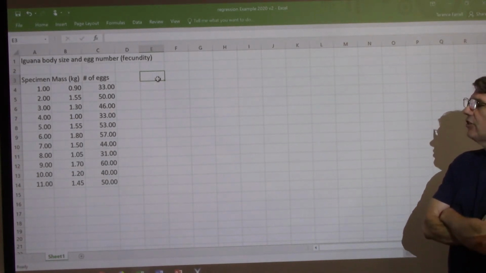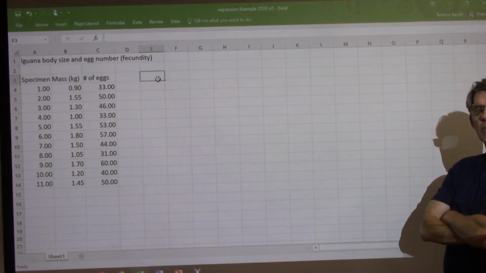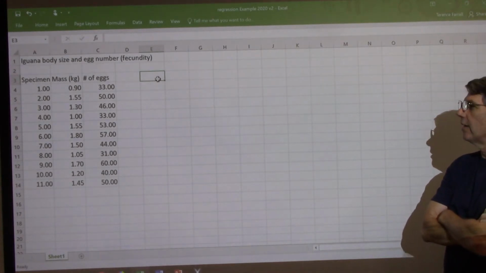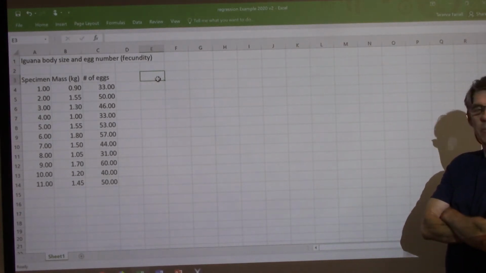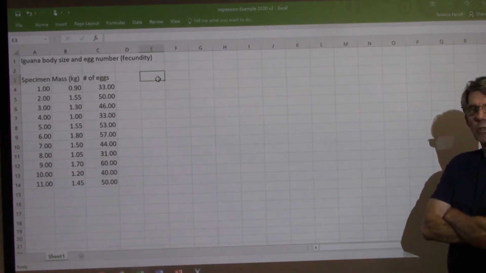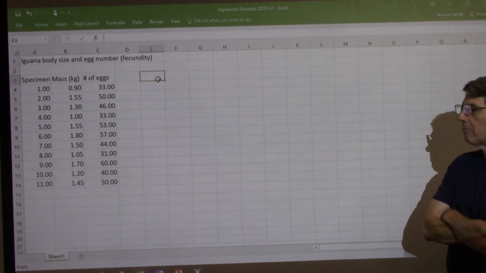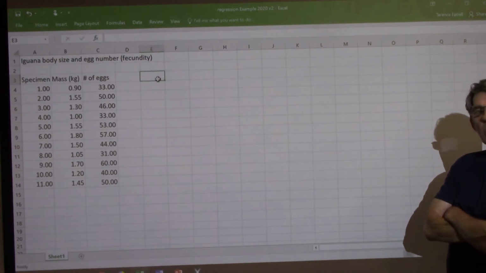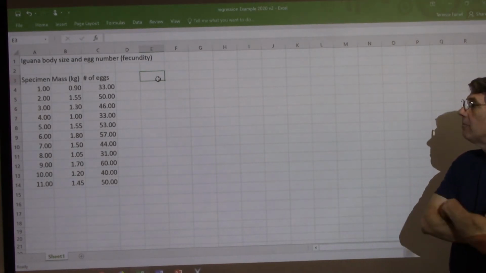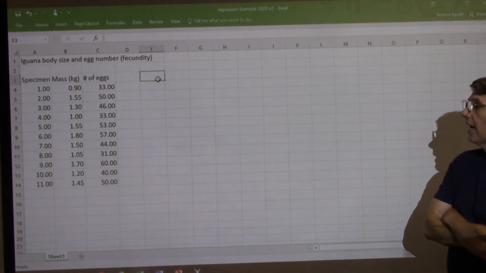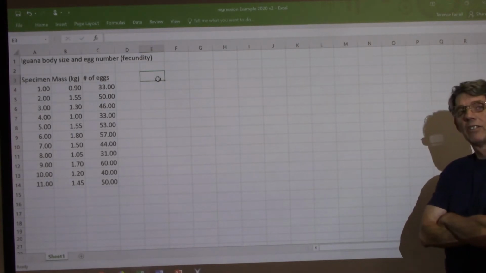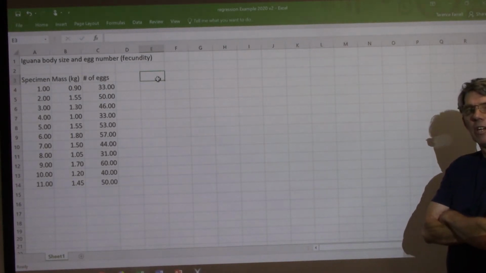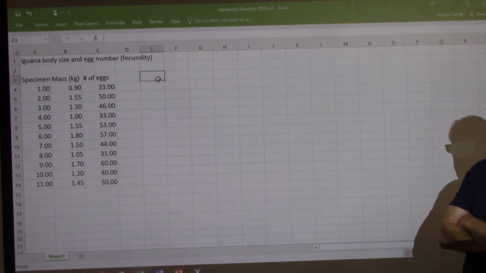But here it seems likely that there would be a causal relationship between these two variables. A big female iguana has more room in its body cavity, it can probably eat more, process more energy, and make more eggs. And so we expect bigger females to make more eggs, and that could be causal, but you've got to be a little careful here because it's observational.